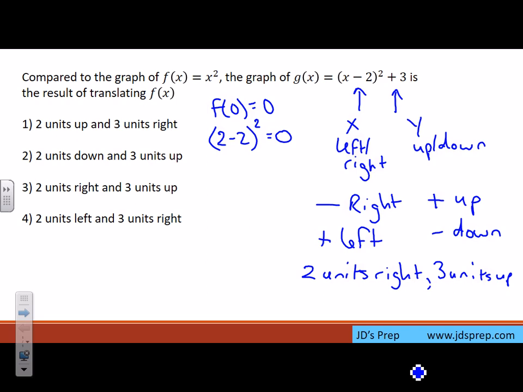So our graph of f of x is being moved 2 units to the right and 3 units up to give us the new graph of g of x, which is our selection number 3 right here.